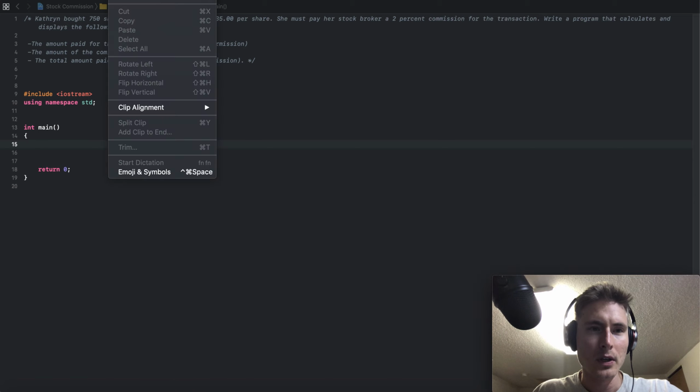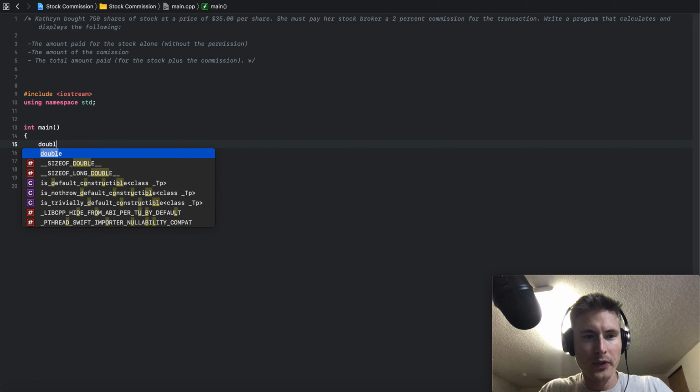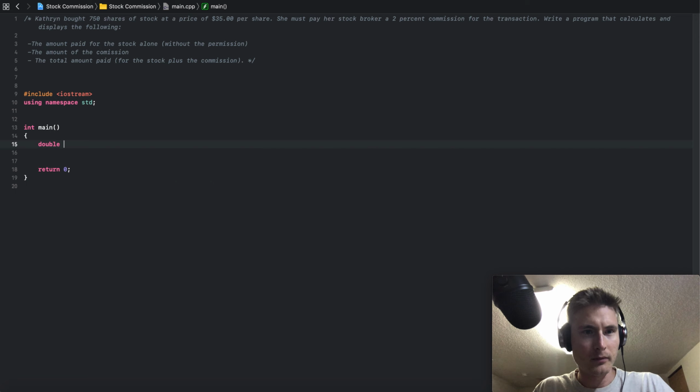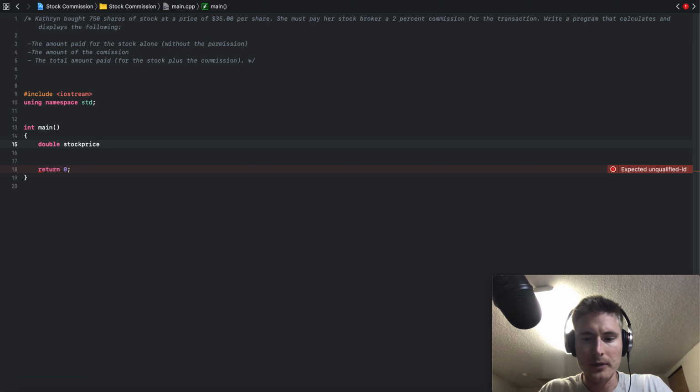Okay, so let's get started. We are using decimal points, and we're going to be using 0.02 for 2%. So for that reason, let's use a double. First one, let's just call stock price equals total amount of shares, which is 750, and we'll times that by 35.